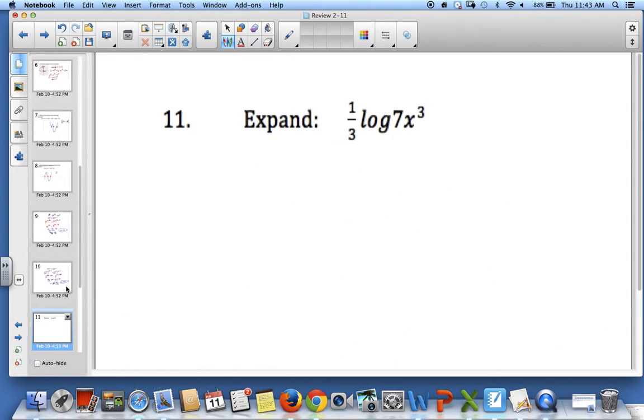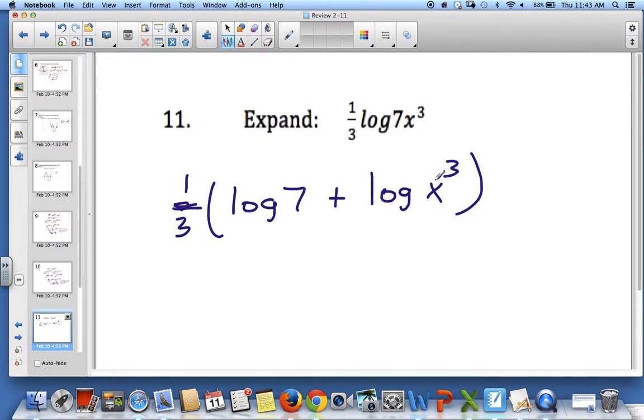Okay, expanding this logarithm here. This 1/3 has already started to expand a little bit, but what we're going to do is break this up into 2 things here. So I'm going to say 1/3, 1 over 3, parentheses. Now I'm going to break log 7x to the third into 2 logarithms. Log 7. Multiplication means addition here. That's what I have. Next thing I'm going to do is distribute the 1/3. So I got 1/3 log 7 plus 1/3 log x to the third.